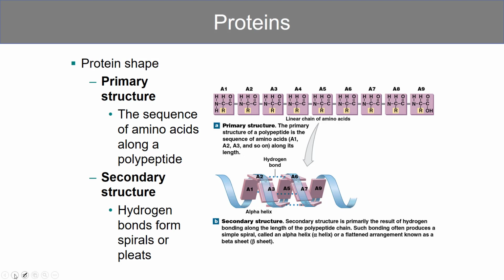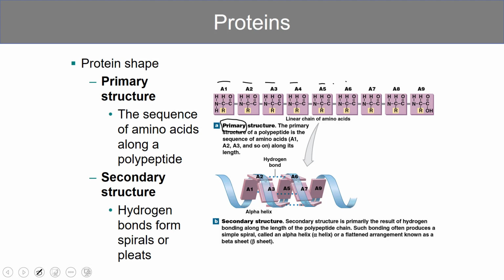In terms of protein shape, the primary structure is nothing more than the sequence of amino acids within the polypeptide. So as we can see here, which amino acid is first, which is second, which is third, fourth, and so forth. So it is nothing more than that sequence. And remember, there are 20 different amino acids. So it's almost like we use 26 letters in order to create this word primary.